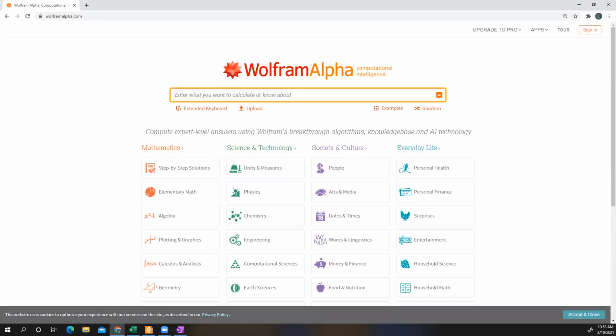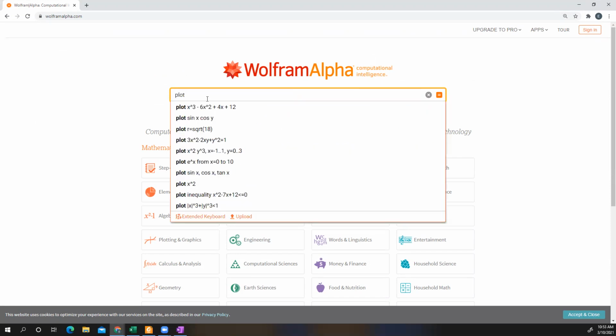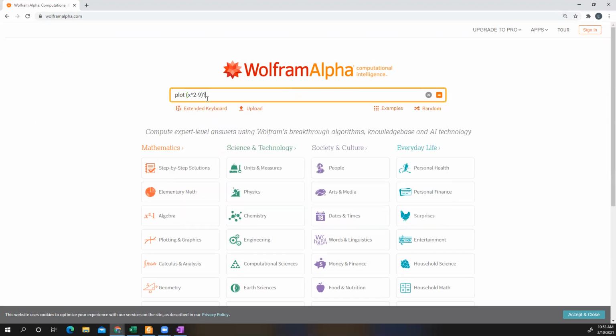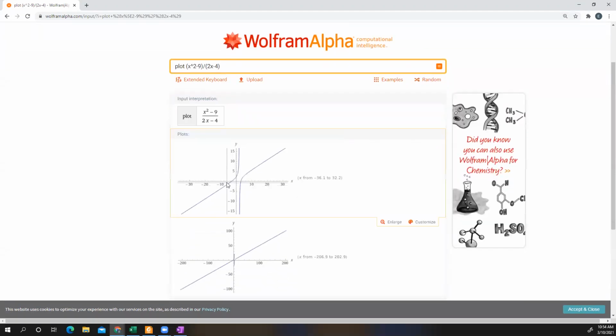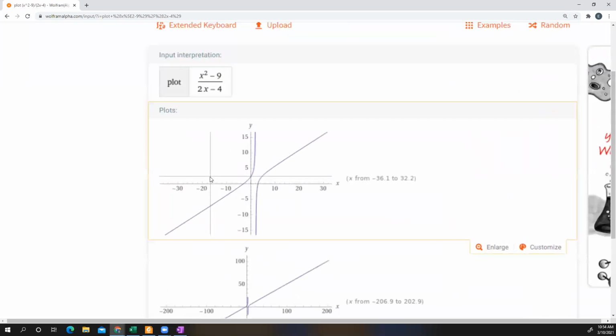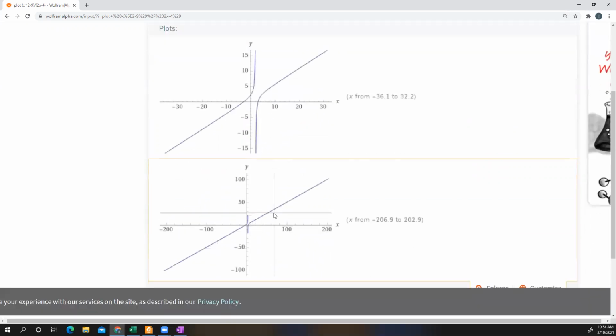So let's plot the following. This is x squared minus 9 over 2x minus 4. So that's what this plot looks like right here. And notice it looks like there's this slant line. It's even more obvious from this picture. It looks like there's this slant line which the graph approaches but never touches.